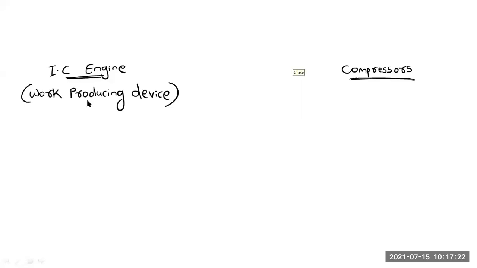So engine is a work producing device, means we are getting work output, we are getting power output from an IC engine. Whereas this compressor is a work absorbing device. Work absorbing device means this compressor will consume some work, it will absorb some work, then it will give the output. So whatever formula we are using for IC engine, exactly the reverse formula we have to use for a compressor.